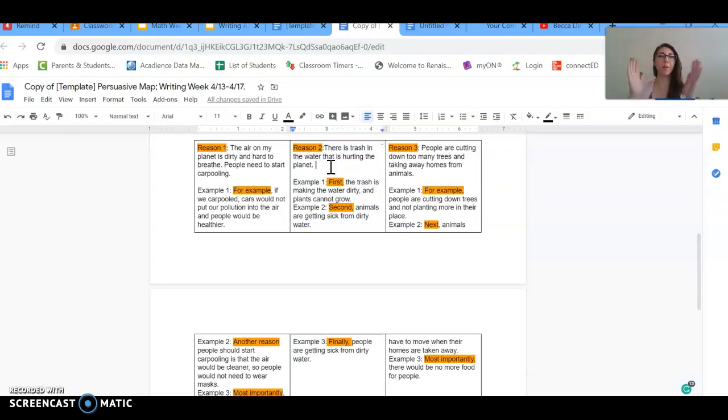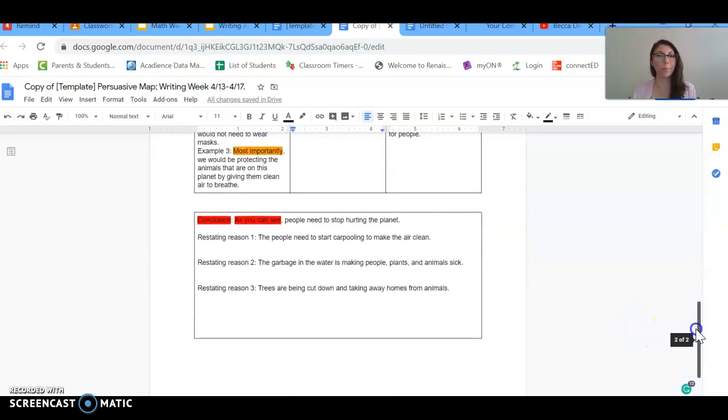My big ideas from my Reason 2 paragraph are, there is trash in the water that's hurting the planet, and that's making it so plants can't grow, so that animals are getting sick, and so that people are getting sick. So I wrote, the garbage in the water is making people, plants, and animals sick. I'm writing my big idea from that paragraph and squishing all of the main big points into one sentence. Okay?